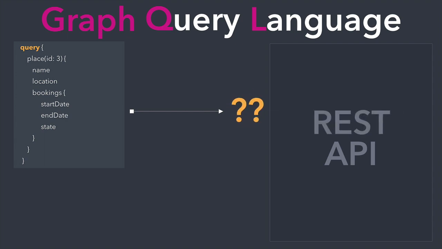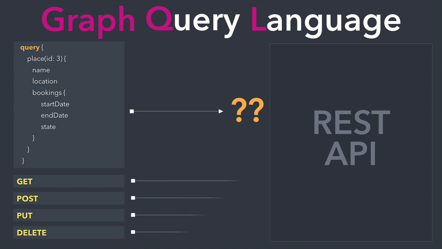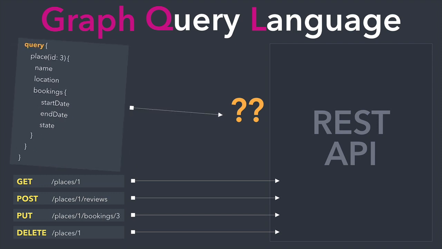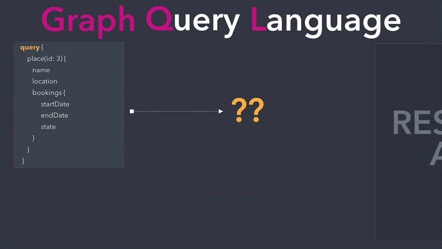That's right. A REST API expects get, post, put, and delete operations on specific resources. So continuing with our vacation destination theme, a REST API could handle a request to get a place, post a review for a place, make a booking change on a place, or even delete a place. But to handle a GraphQL query like this, we need a special kind of API.